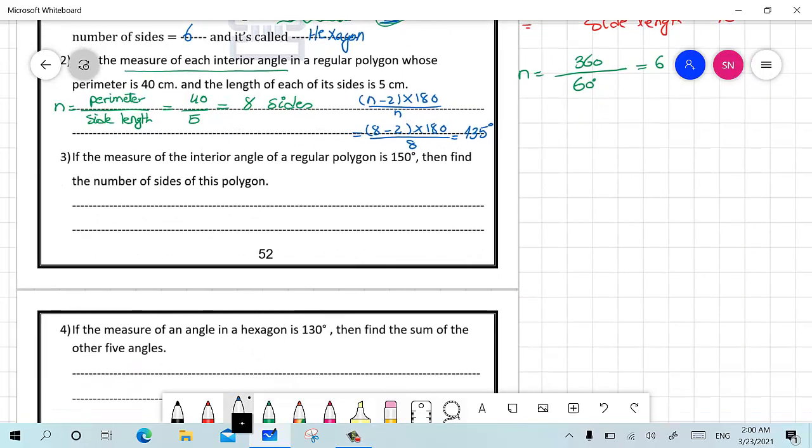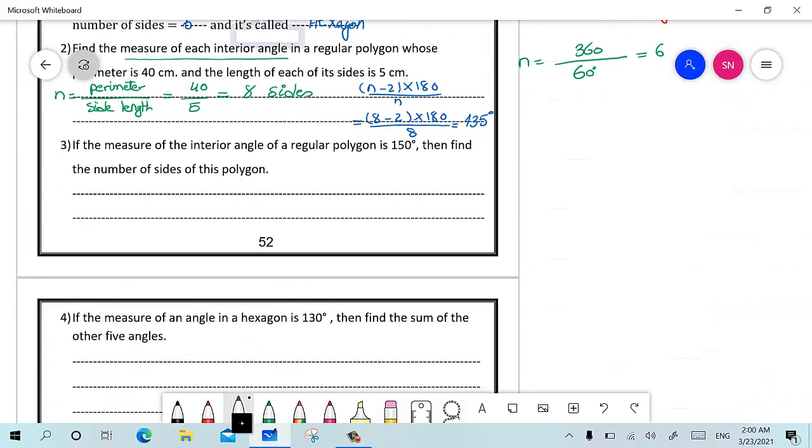Let's go now for number 3. If the measure of the interior angle, so here I am given one interior angle and it's a regular polygon, equals 150. So one interior angle is equal to 150. Find the number of sides of this polygon.